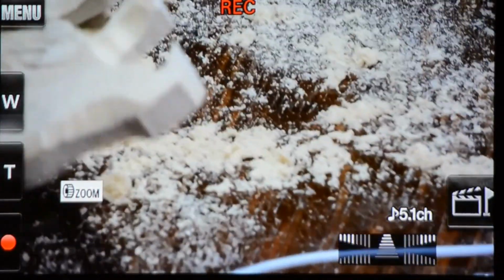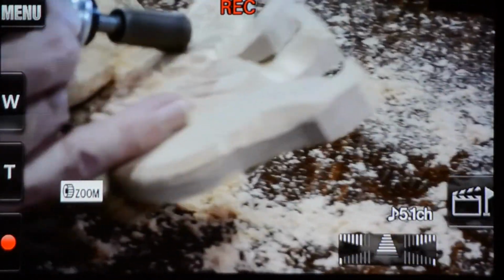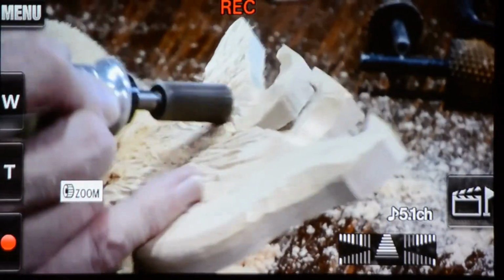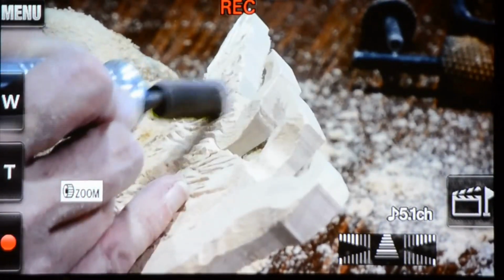Hard to actually see what I'm doing. The lighting's wonderful for the camera, but I cannot see what I'm doing up here at the table.